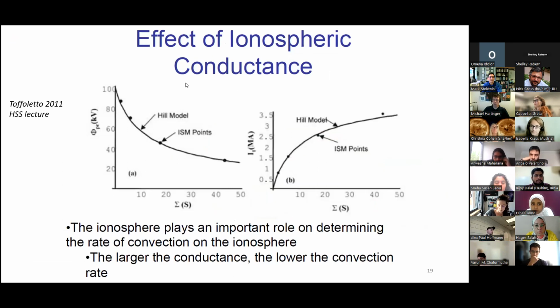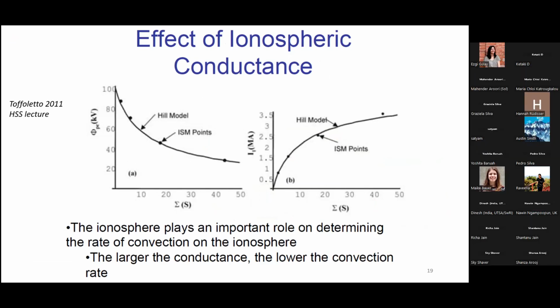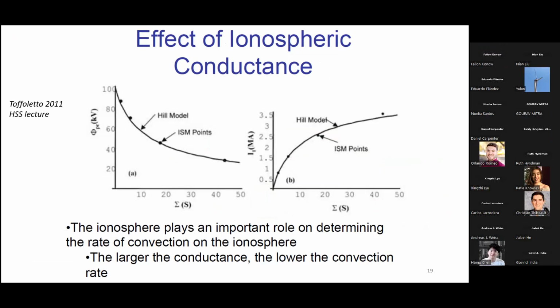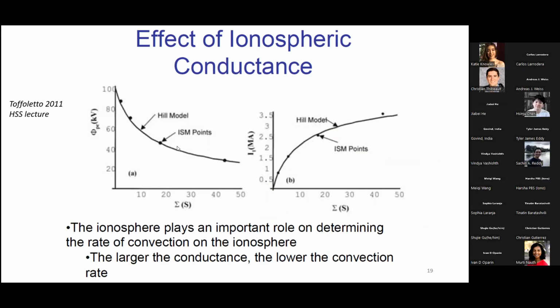One example of a large-scale effect on the global structure of magnetospheres from the ionosphere has to do again with that effect of ionospheric conductance. The larger the conductance, the lower the convection rate at Earth, for example. These are various models, and this is from Frank Toffoletto's 2011 lecture.